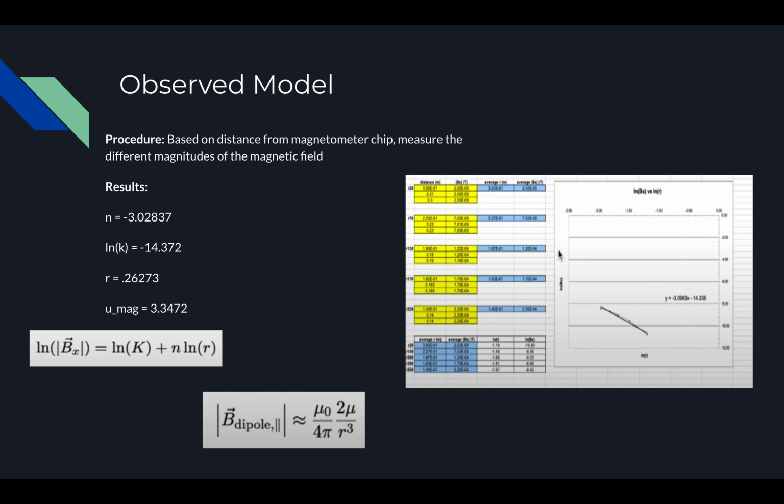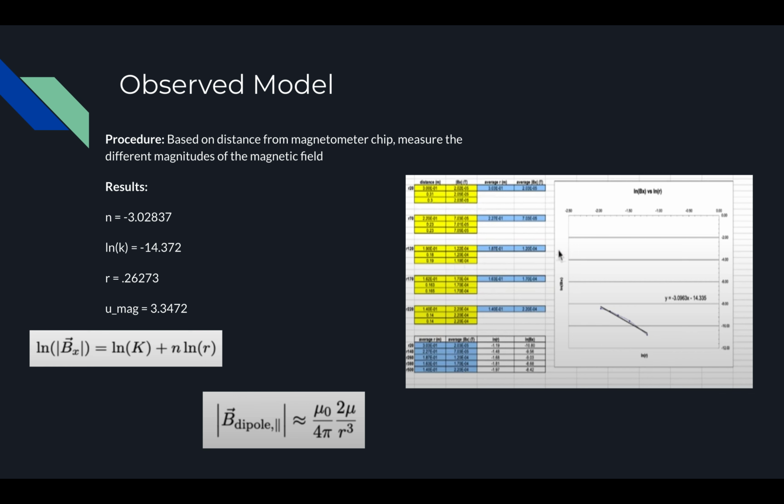So some of the principles involved here: we're going to use these two equations to isolate mu and then plug it back in. Based on the distance from the magnetometer chip, we measure the different magnitudes of the magnetic field. We put that in the Excel file and we find the slope.